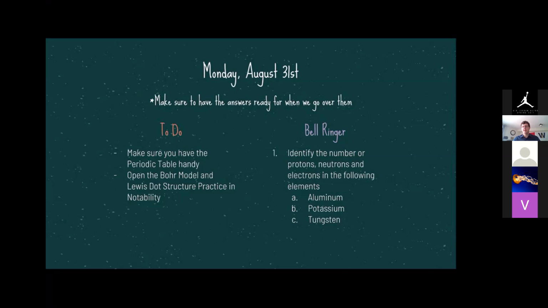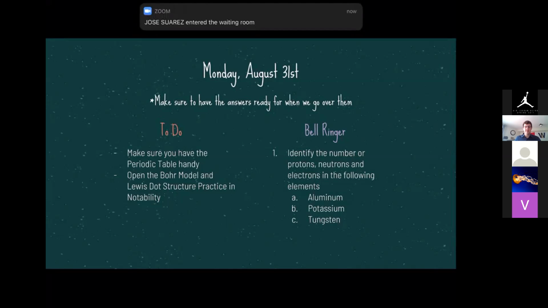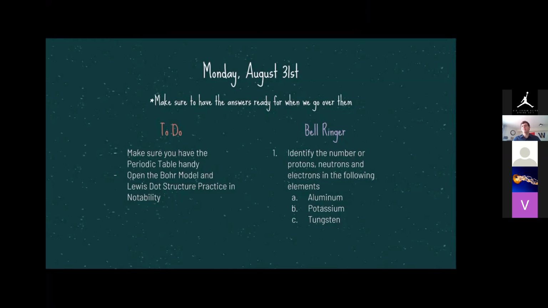Isn't it 19 protons? It is 19 protons. Perfect. How many electrons are in potassium then? 19. 19 protons and 19 electrons. Perfect. And the last one for potassium, how many neutrons are there? 20. Perfect. 19 protons, 19 electrons, and 20 neutrons, because our mass number was 39. And so we took 39 minus 19 to get our 20.